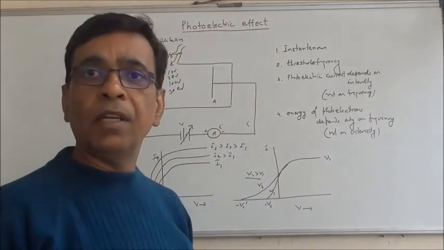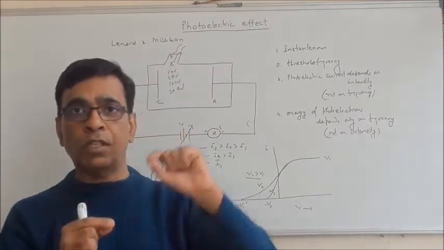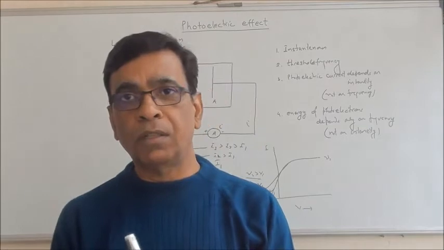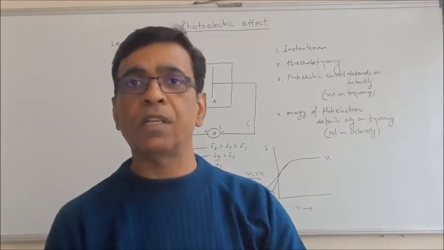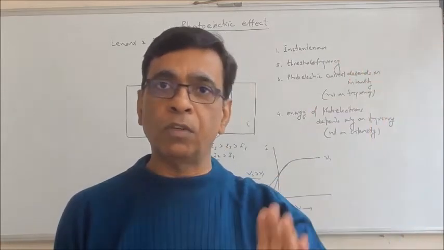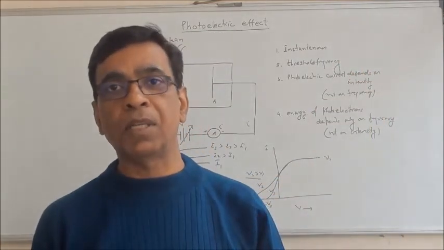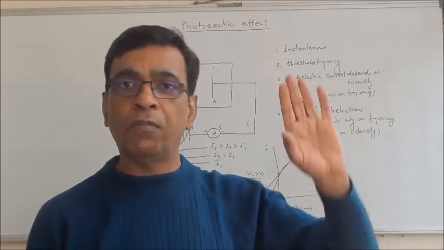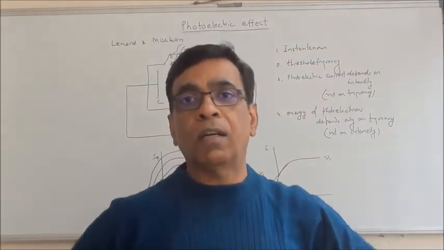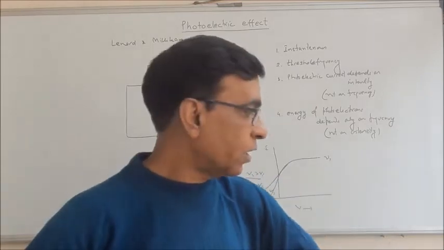The effect is instantaneous. As soon as radiation falls, electrons are emitted. There is a threshold frequency. You will get this only when the frequency is more than a particular frequency. If you vary intensity, current will change, but the energy of the photoelectron remains the same. If you vary the frequency, then the energy will change, but the photoelectric current will not change.